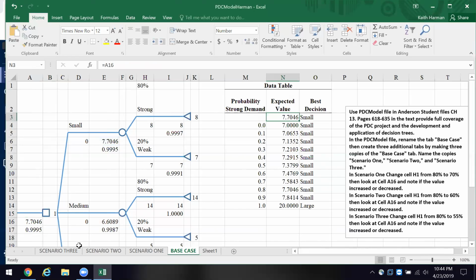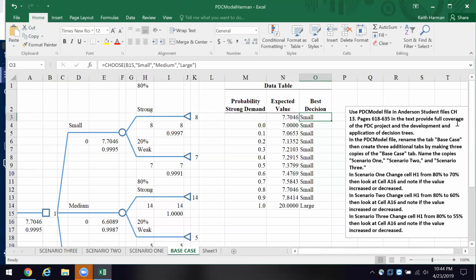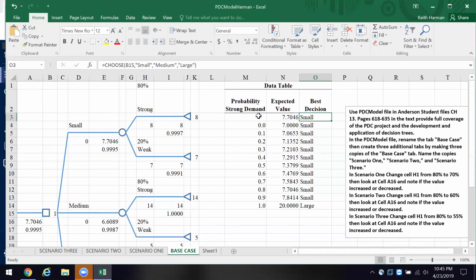And of course, there's the 7.7046. Then we have to make a decision. What's the best decision to go with? Well, we're going to choose B15. And B15 is the index number, and that's 1. And then we have our alternatives, small, medium, or large. And that is what's the best decision to go with given this probability for a strong demand and the expected value. And our best bet here is to go with a small complex if we have a very, very low probability of strong demand. Okay?